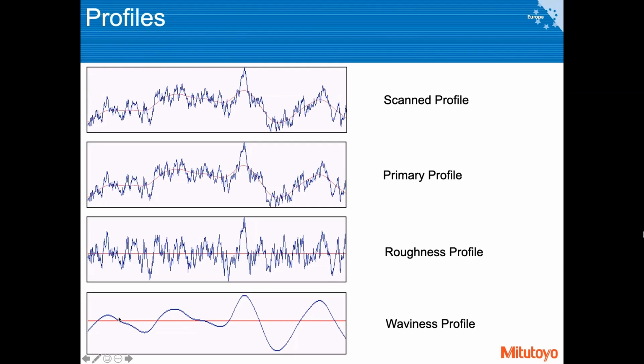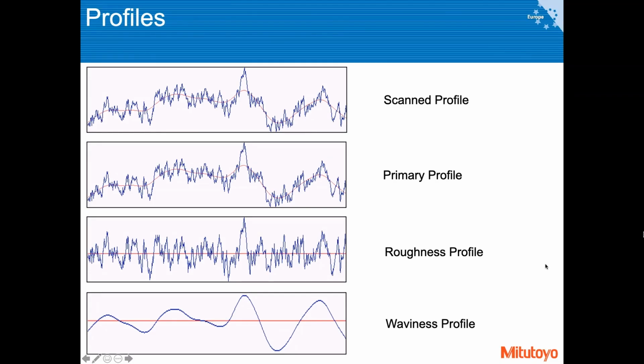So this is the wavelength of the oscillation, and the components of the profile which have a longer wavelength, so this gap is longer, are considered waviness, and those oscillations which are smaller in scale, in length, are considered to be the roughness component. And depending on your application, sometimes you are interested in looking at the primary profile, sometimes you only take care of roughness, and sometimes you are more interested in the waviness itself.